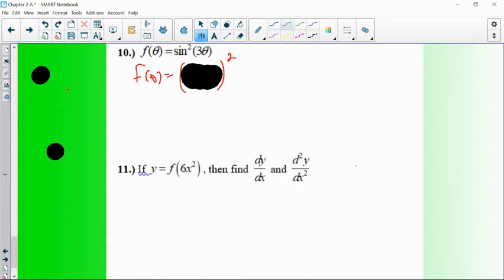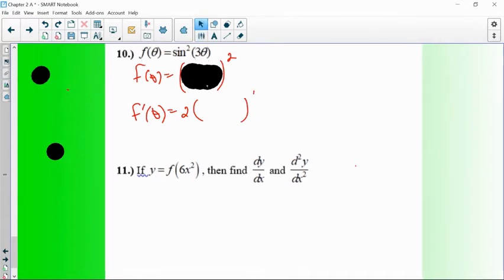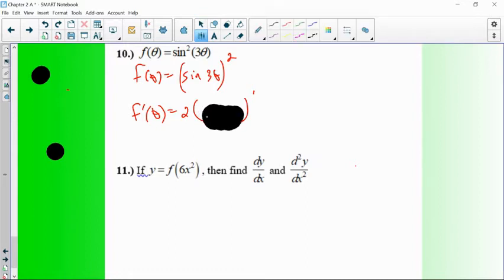So when I do the derivative, go back to red here. f prime of theta, it's a quadratic, so it's 2 times that thing to the first power. Now, what was that thing? Again, still needing practice. So there it is, sine of 3 theta. So then I'll go ahead and write sine of 3 theta. But now sine of 3 theta needs a derivative as well. So sine of 3 theta's derivative is cosine of 3 theta.